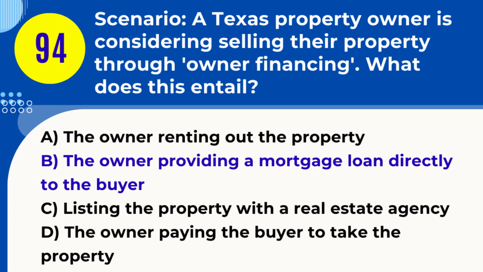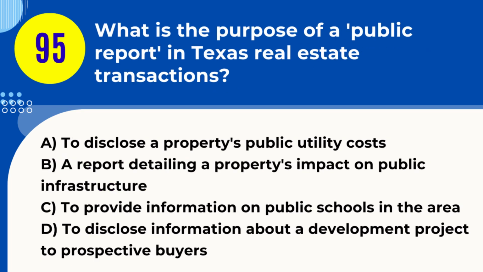Answer. B. The owner providing a mortgage loan directly to the buyer. Explanation. Owner financing in Texas real estate occurs when the property owner provides financing to the buyer directly, instead of the buyer obtaining a loan from a traditional lender. This arrangement can be beneficial for buyers who might not qualify for traditional financing and for sellers looking to sell quickly. Question 95. What is the purpose of a public report in Texas real estate transactions?